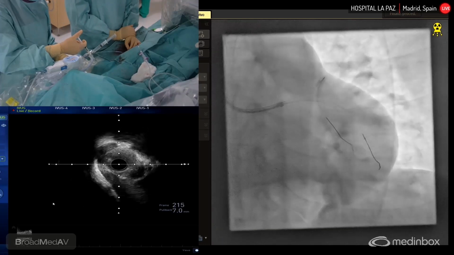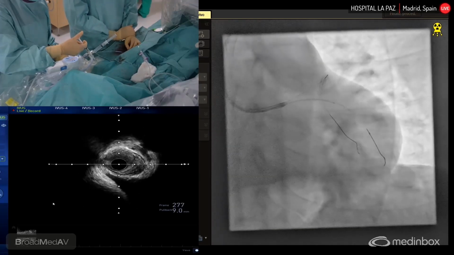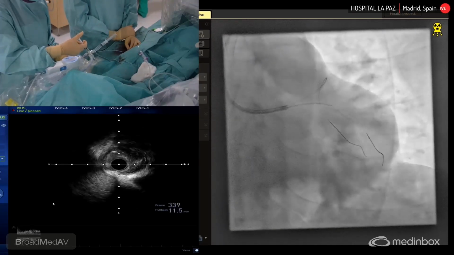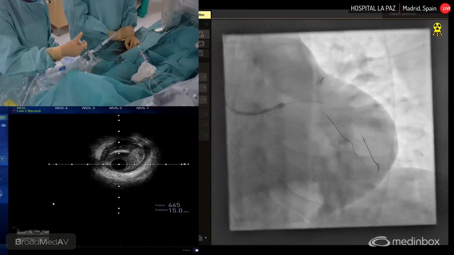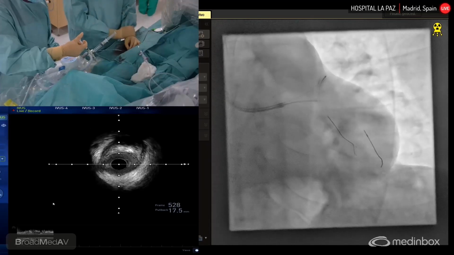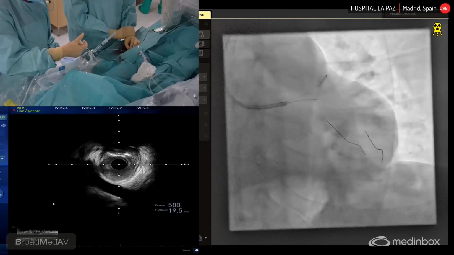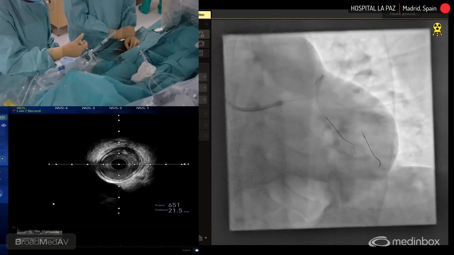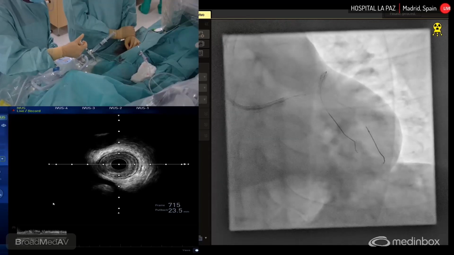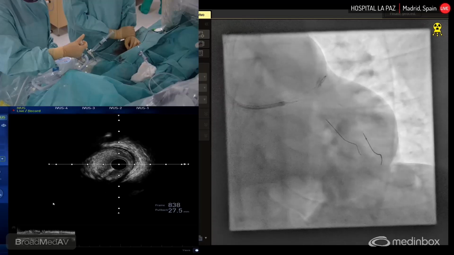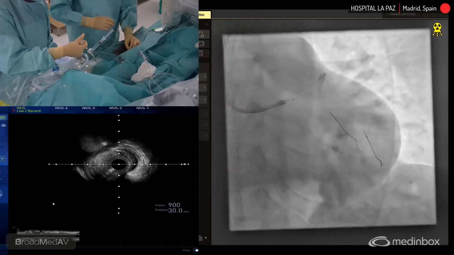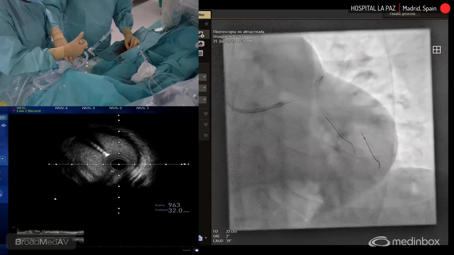Okay, this is the pullback from the intermedius branch. This is not a very big vessel. This is the focal lesion probably there. It's hugging the catheter, probably is quite severe there. Healthy here, and it's important to see the ostium. Okay, this is the ostium, and we are in the left main. Okay, stop.